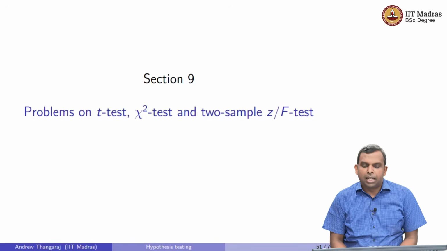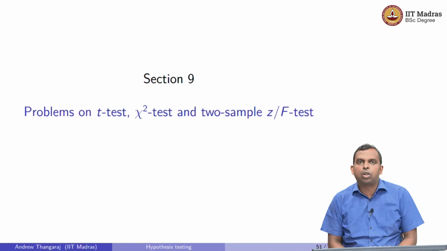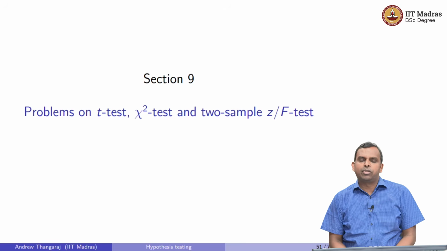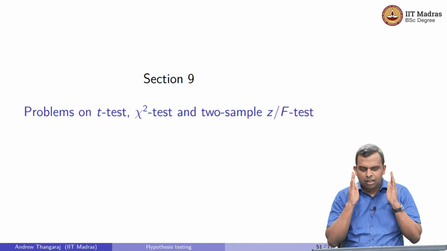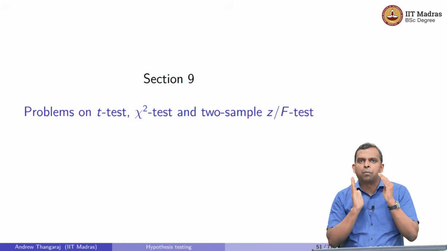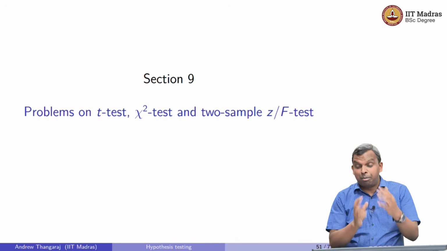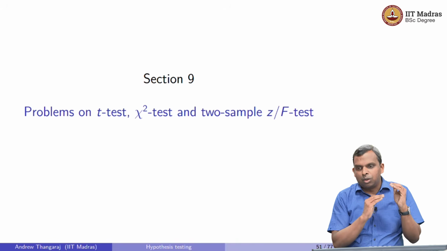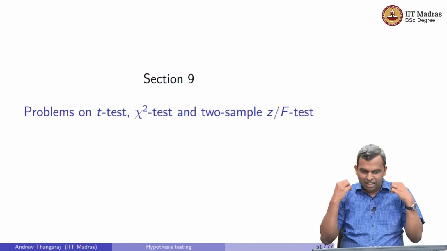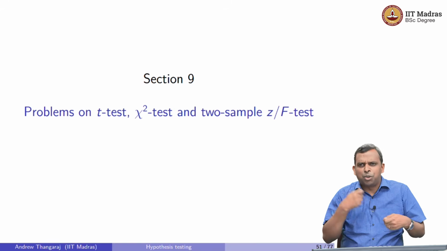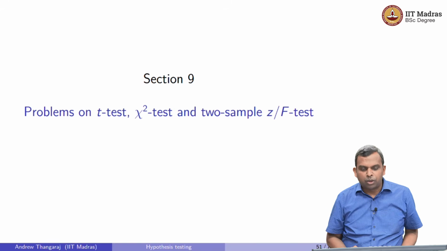Hello and welcome. In this lecture, we're going to work on one problem each in t-test, chi-square test, two-sample z-test and f-test. These will be simple, straightforward problems where the sample distribution, the samples, the null hypothesis, and alternative hypothesis are given, and you're asked what test to perform, just the numerical way of computing it out. So that's what we're going to do in this set of problems.